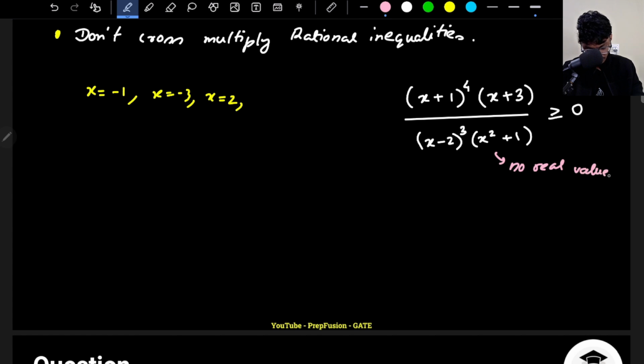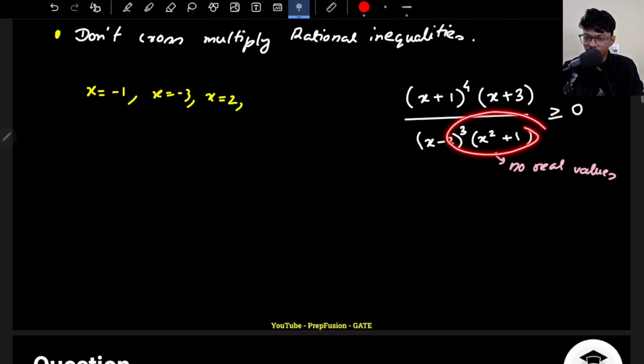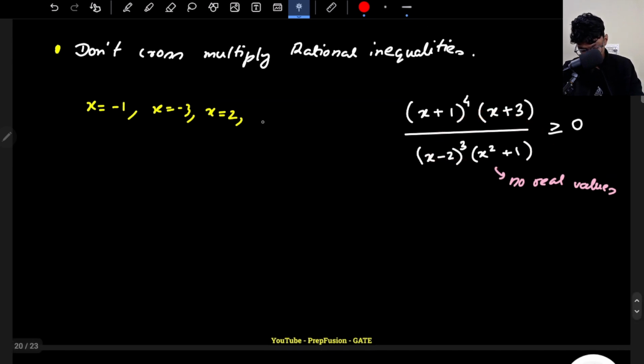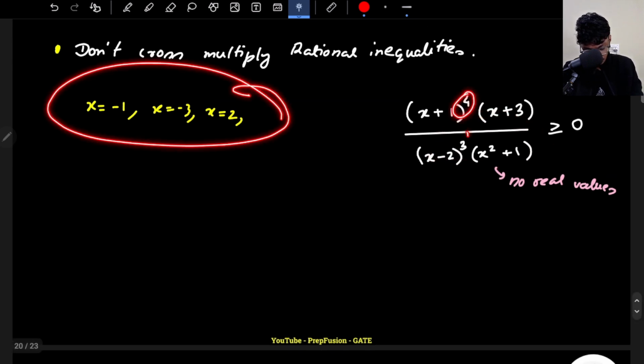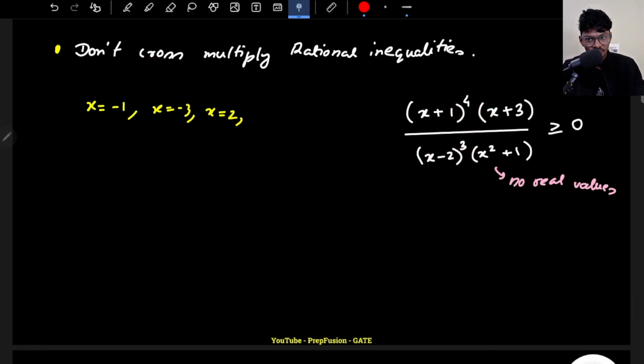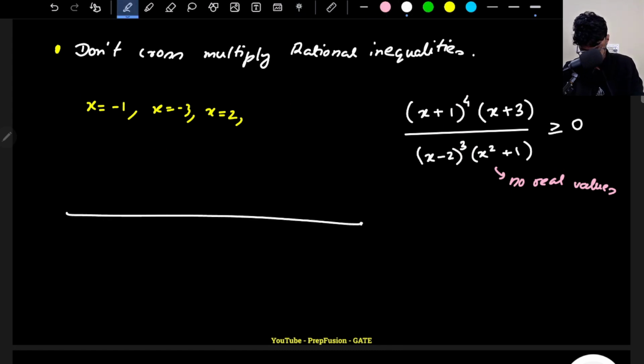This is always positive. You choose any real value of x, this will always be positive. So only these are my critical points, and of course you can observe the degrees of the factors as well. So I will plot the critical points on the number line.